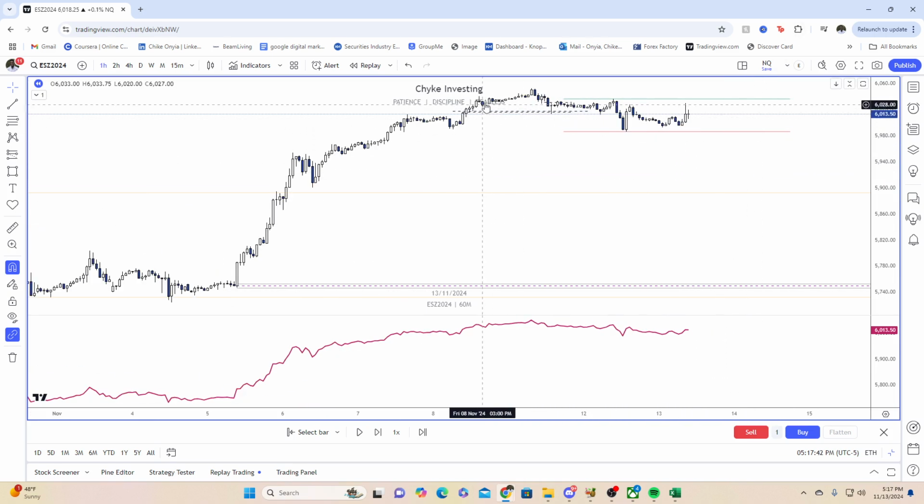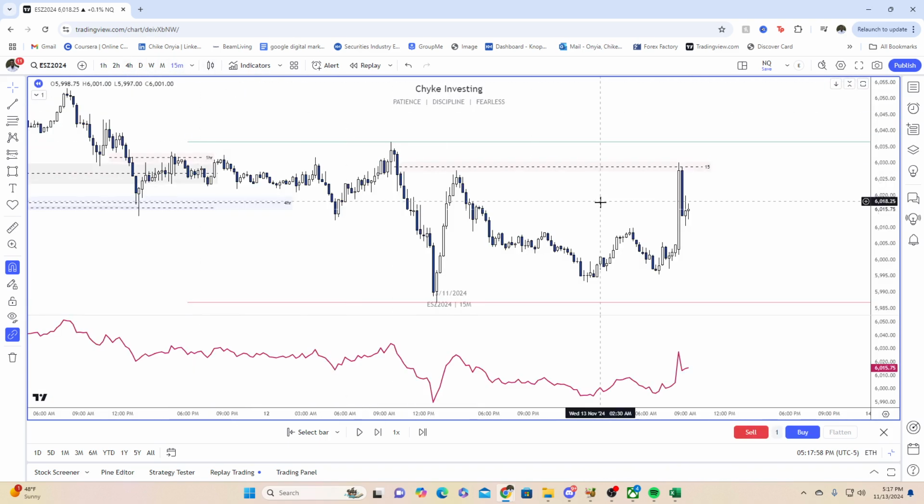So what are we doing right now? We're just consolidating. After moving so much last week, we're consolidating. So what does that mean? Price goes to a premium, comes back down to a discount. Goes to a premium, comes back down to a discount. So my bias is now bearish. Okay? Hopefully that makes sense.